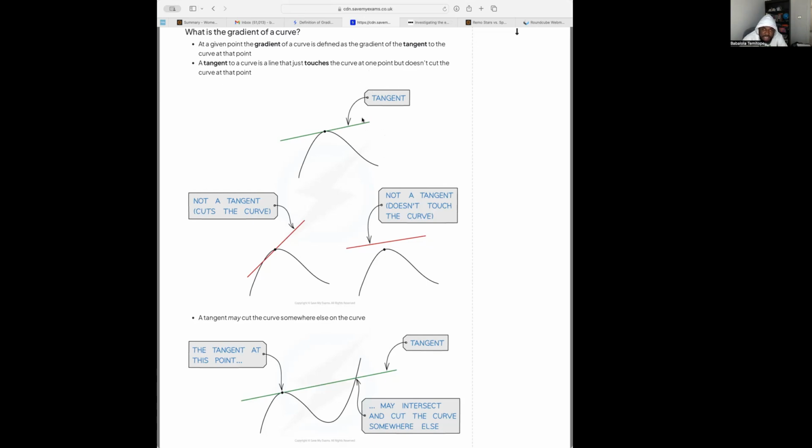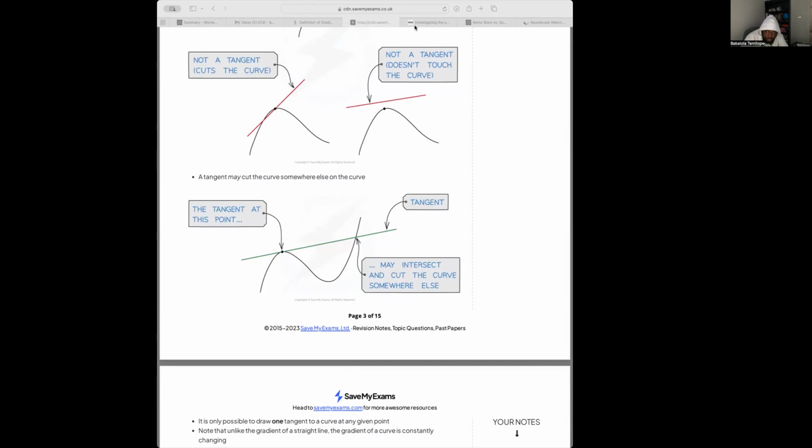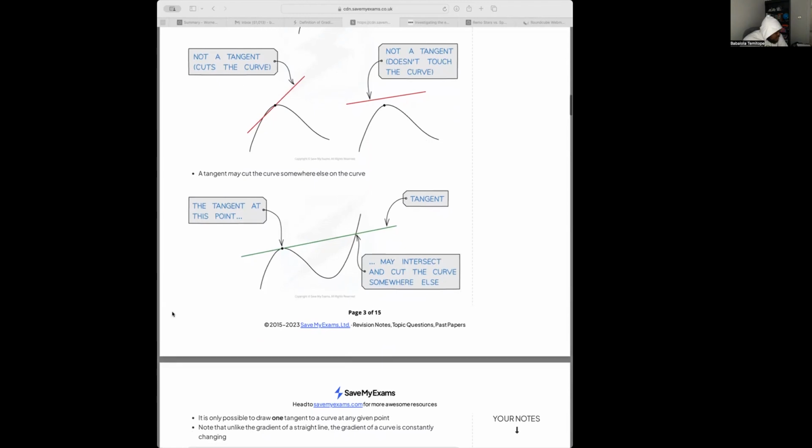So let's look at examples now. You can see clearly here that this is a tangent. The second one is not a tangent because it's crossing the curve at this point. The last one does not touch the curve at all, so that one also cannot be classified as a tangent. The other one is a tangent at that point, but intersects the curve at another point.